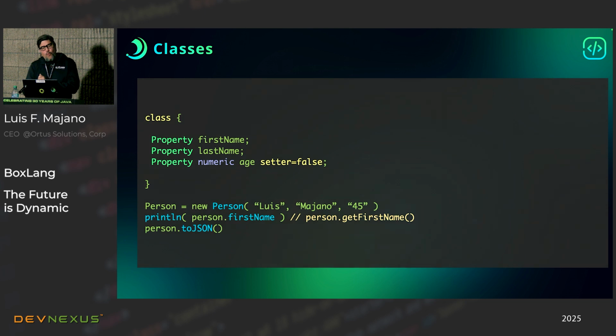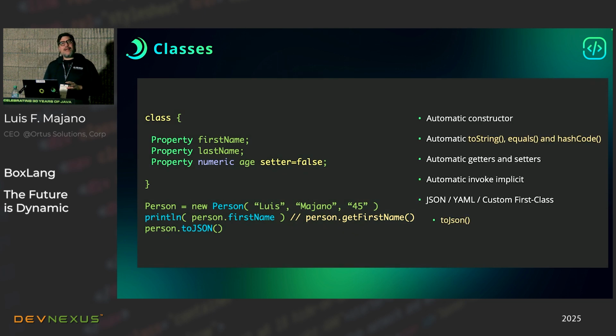We've done a lot of work on classes to make them really dynamic, but also really productive. There's automatic constructors on the classes, automatic toString, equals, and hash codes, automatic getters and setters for all the properties that you define. Okay? Automatic invoke implicit actions as well, so you don't even have to call a getter. You can actually just say, for example, in this case, person.firstName, and we will discover that it has a getter and call the getter for you. So less boilerplate for you.